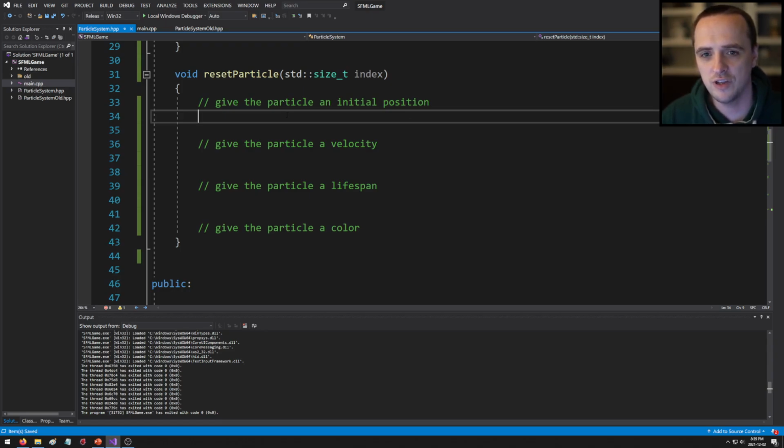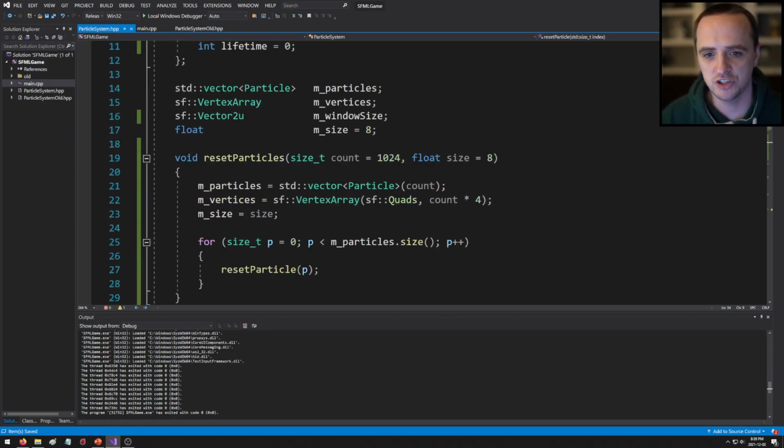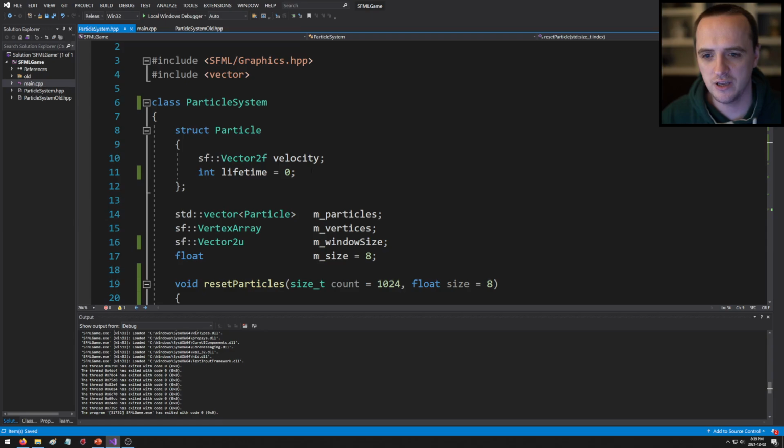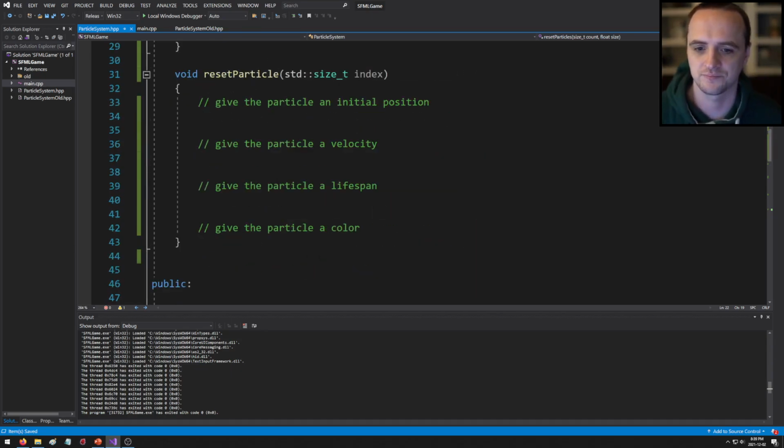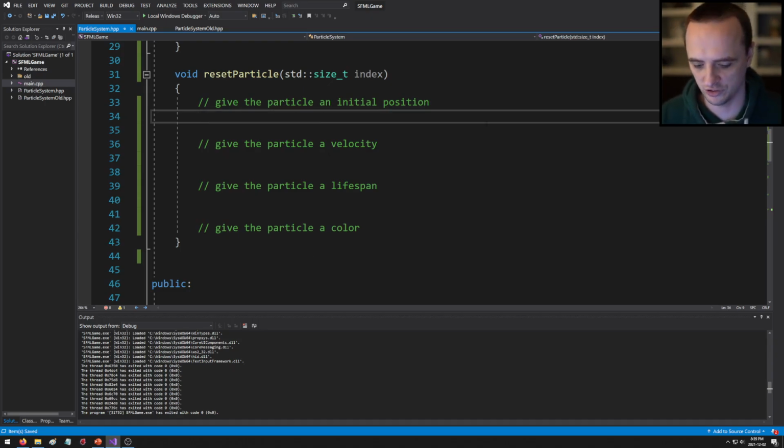So let's give the particle an initial position first. The initial position that I want to give the particle is probably something like the center of the screen, right? The way I give my particle a position is going to be with respect to the window size, and I'm going to use the vertex array, m vertices, to get access to those vertices.